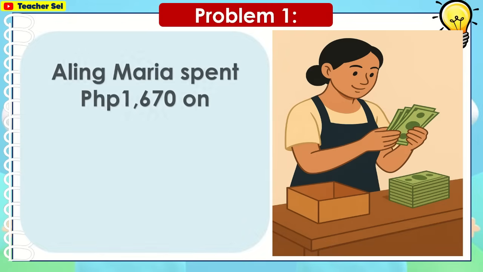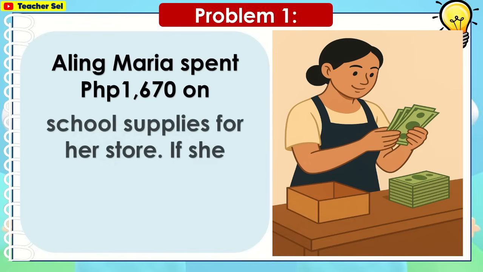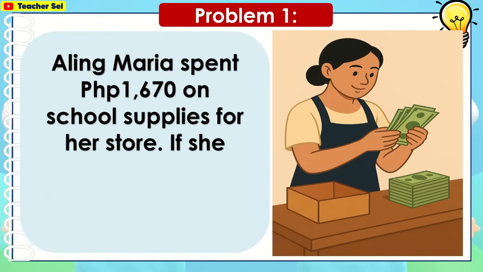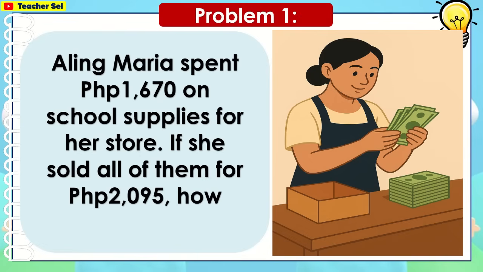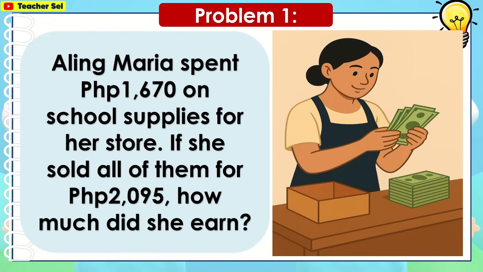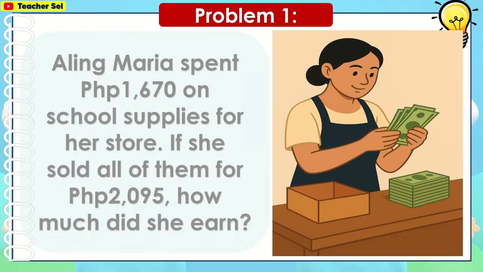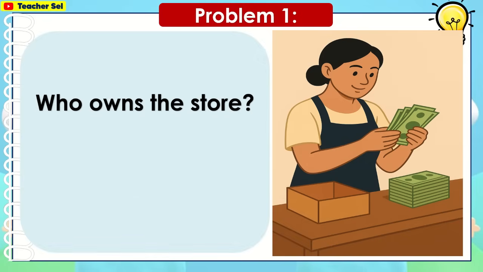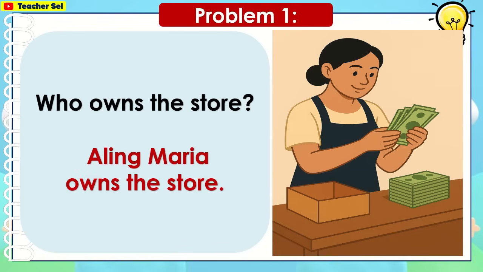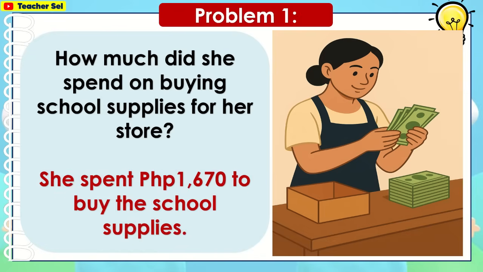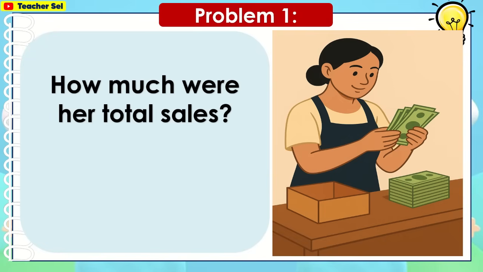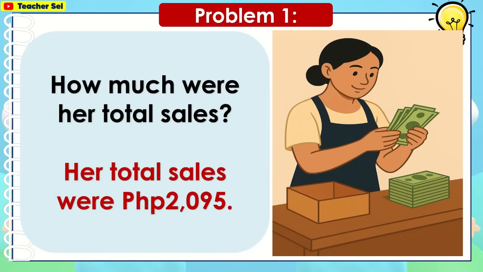Let's read problem 1. Aling Maria spent 1,670 pesos on school supplies for her store. If she sold all of them for 2,095 pesos, how much did she earn? Who owns the store? Aling Maria owns the store. How much did she spend on buying school supplies for her store? She spent 1,670 pesos to buy the school supplies. How much were her total sales? Her total sales were 2,095 pesos.